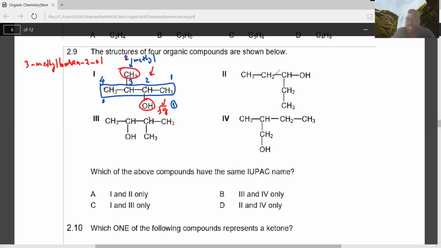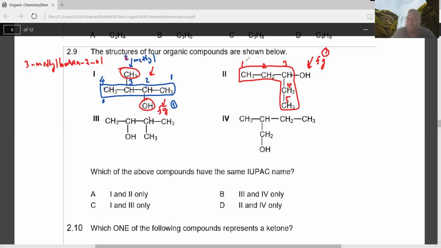Let's come to this one. What is our longest chain? Our longest chain is 1, 2, 3, 4, 5, so it's all of this. This is already our functional group, and we do not have a branch. How do you number this? We number the carbon starting from the nearest functional group or branch. We can say 1, 2, 3 from the left, or 1, 2, 3 from the right. It's the same whether we move from left or from right.